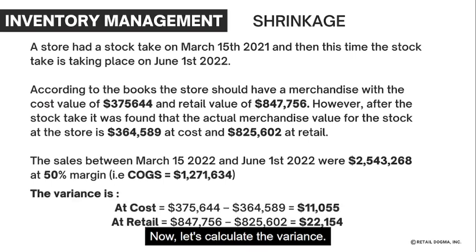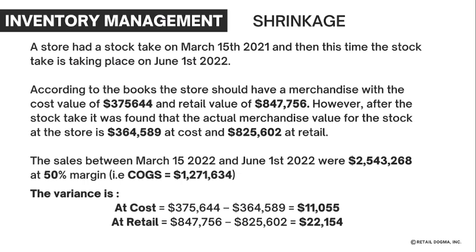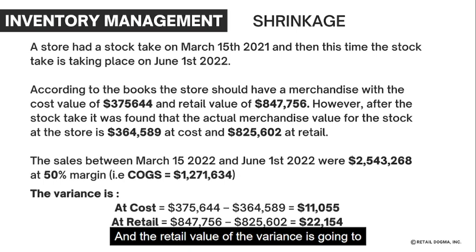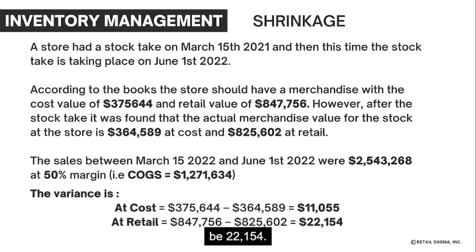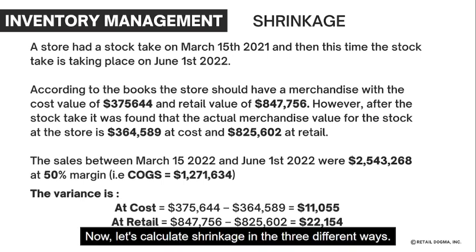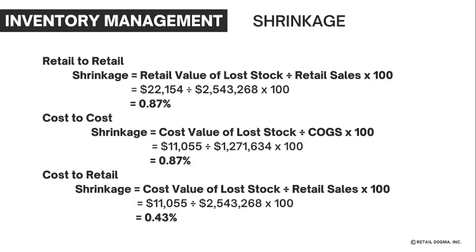Now let's calculate the variance. So the cost value of the variance is going to be $11,055 and the retail value of the variance is going to be $22,154. Now let's calculate shrinkage in the three different ways.